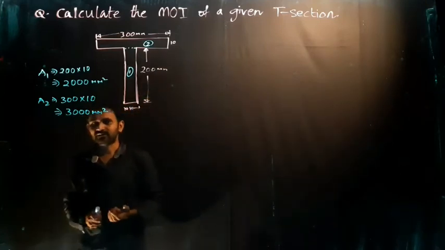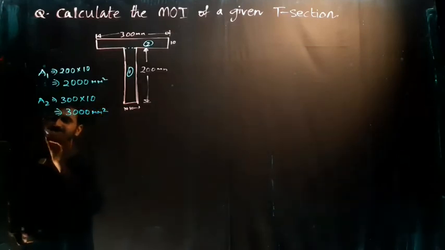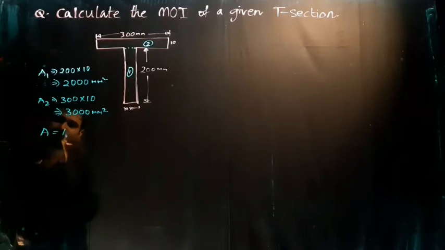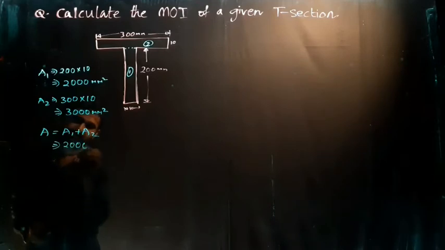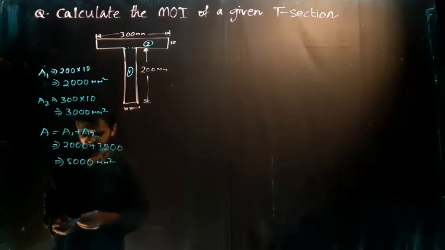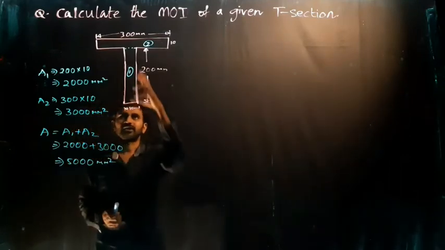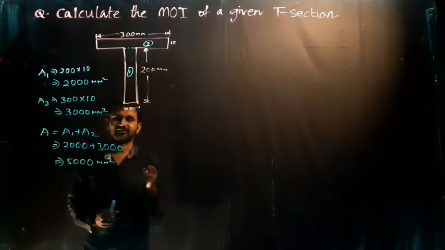So we have to calculate the total area of the section. What is the total area of the section? Capital A is equal to A1 plus A2, that is equal to 2000 plus 3000. This is equal to 5000 mm square. It means I got the total area of the T section. Now I need to calculate x bar as well as y bar.